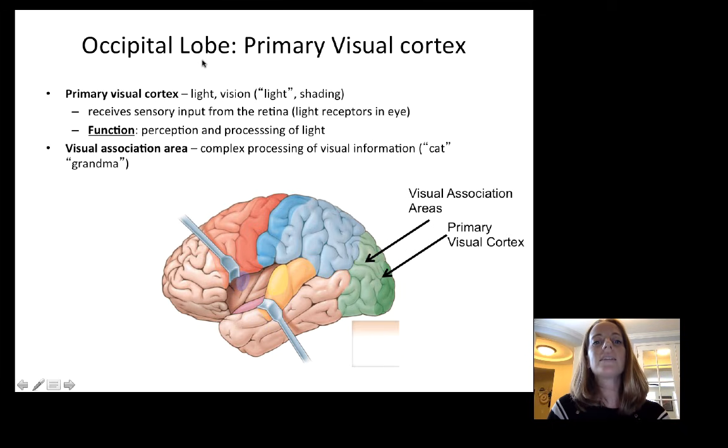So the occipital lobe, this area in the back, has the primary visual cortex, which will be basic vision and light. It's going to receive sensory input from the retina, which contains the photoreceptors in the eye. Its function is the perception and processing of light. And then this area nearby will be the visual association areas, which will be more complex processing of visual information. For example, once I see that light, I can then process the pattern of that light and say, oh, that's a cat, or that's my grandma.